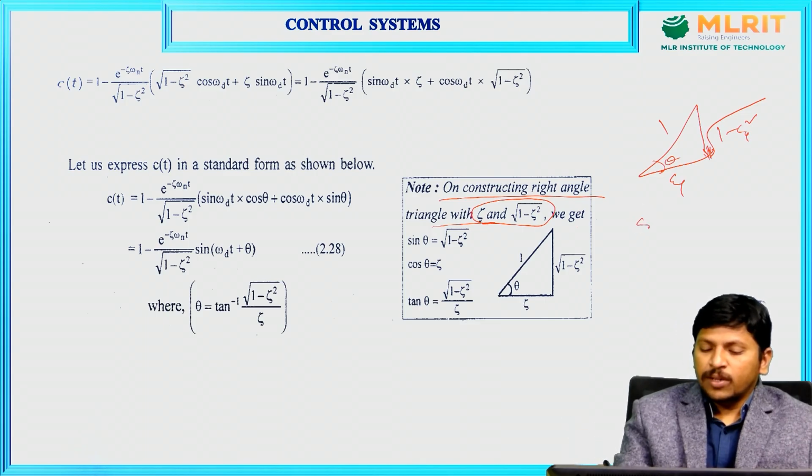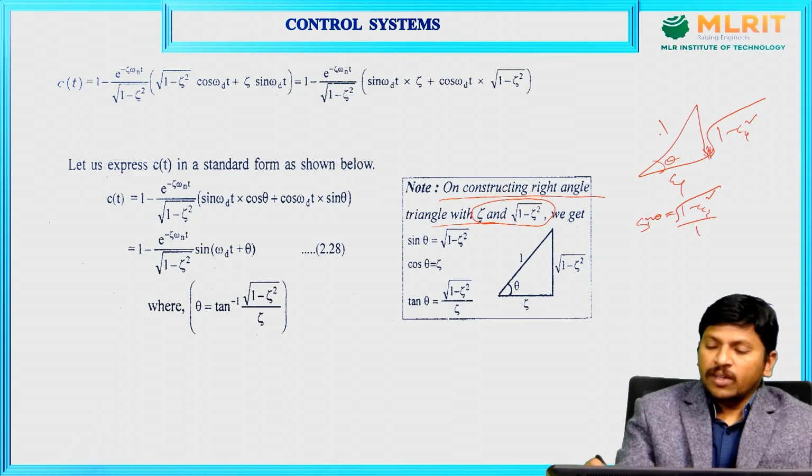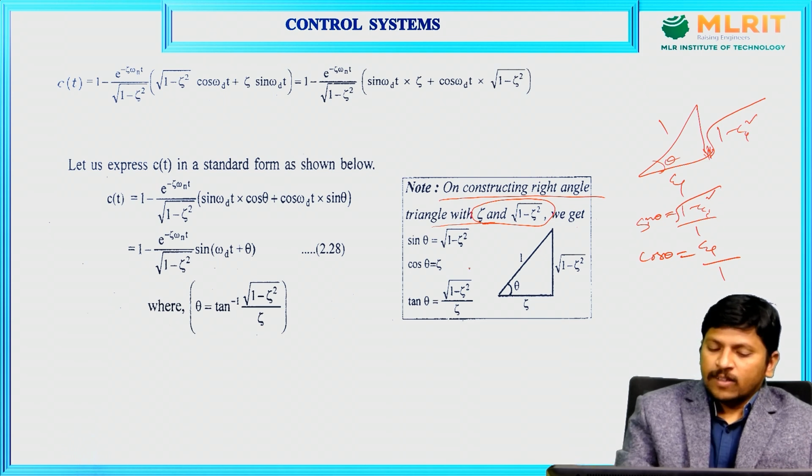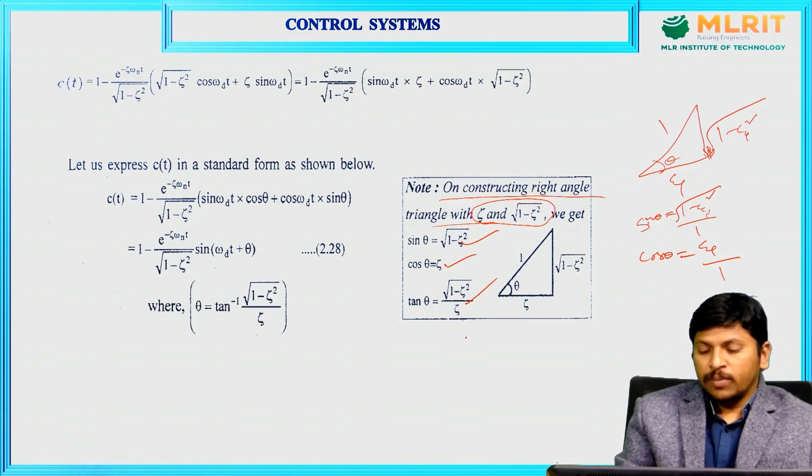Sin squared theta plus cos squared theta equals 1, so sin theta equals under root 1 minus zeta squared divided by 1, which is opposite side by hypotenuse. Cos theta is adjacent by hypotenuse, that is zeta by 1. So sin theta equals under root 1 minus zeta squared, cos theta equals zeta, and tan theta equals sin by cos, that is under root 1 minus zeta squared divided by zeta. That's it.